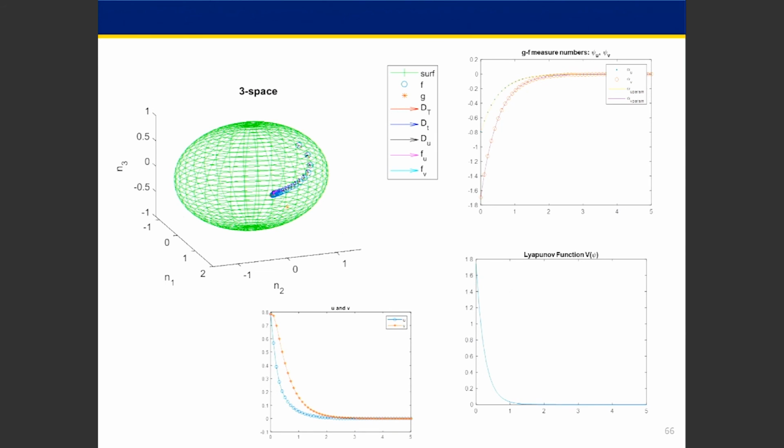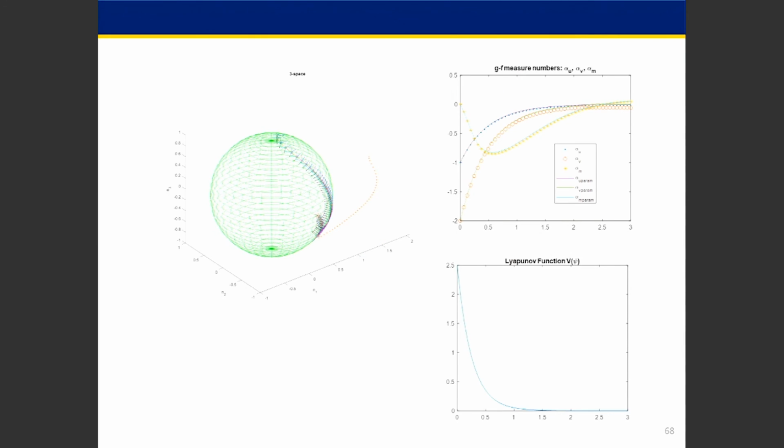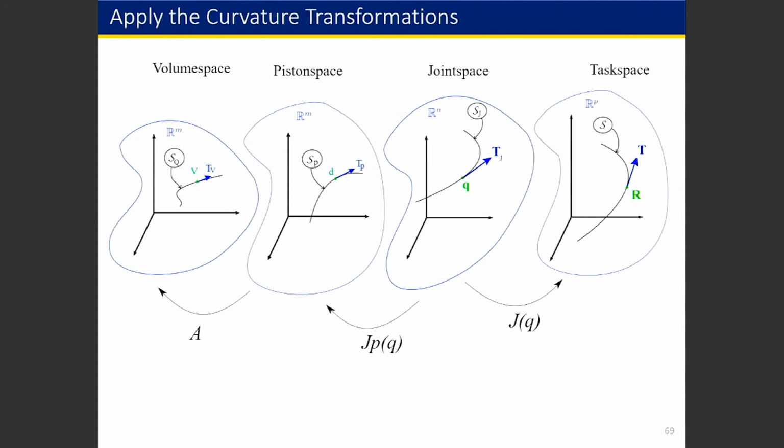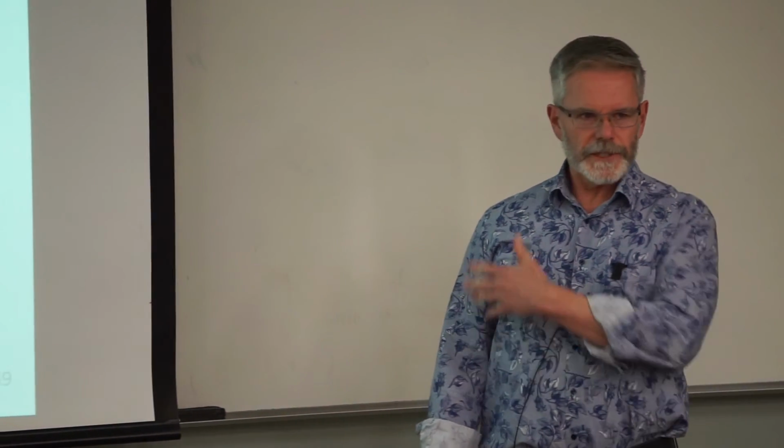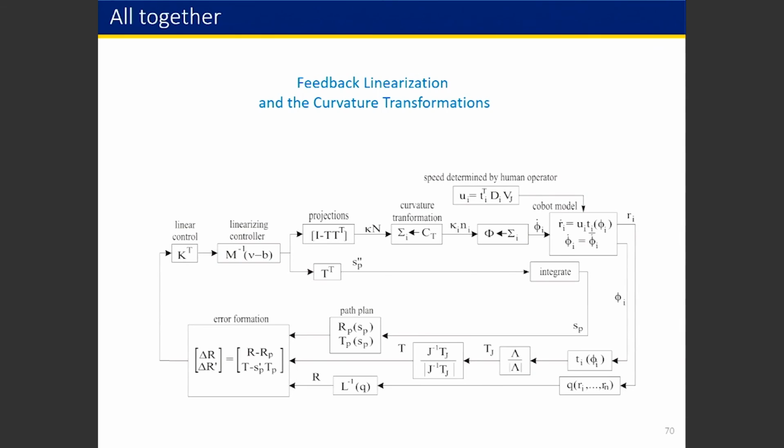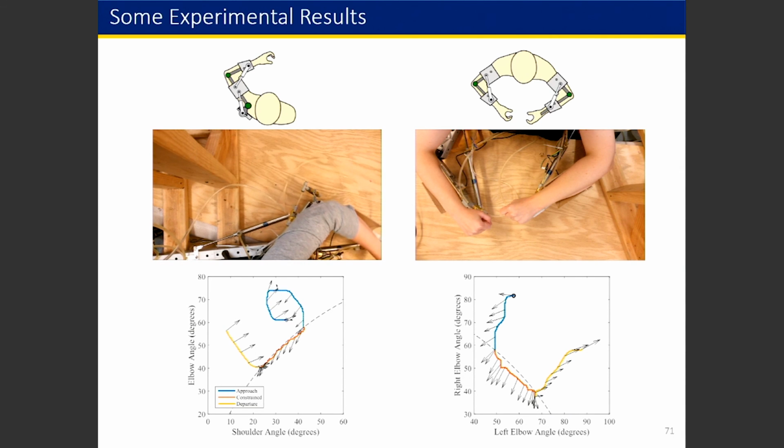Here's a few more simulations. These are working for the most part, but not all predictably. And so I'm not going to highlight them in too much detail. Just to say that when we put these together with other things that we've developed called the curvature transformations, which have been around for a while, we can transform from task space to joint space, and if it's a cobot, we call it piston space or volume space. These are just standard Jacobians at this velocity level where I've been doing everything. We have expressions to relate one space to the other, and they can get pretty hairy, but they are actually working in some sense.